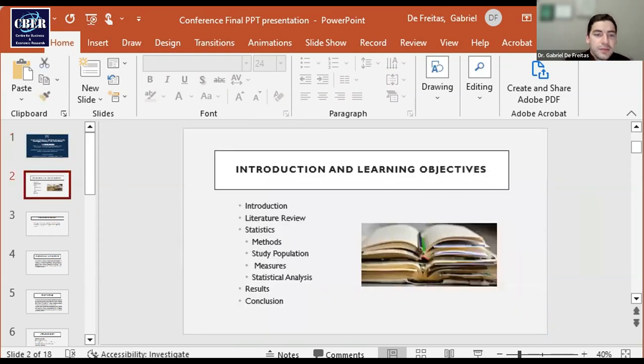So the learning objectives that we will cover today are the introduction, the literature review, statistics, which will include the methods, study population, measures, and statistical analysis that we're undertaking for this article. We'll also cover the results and the conclusion to finish the paper.